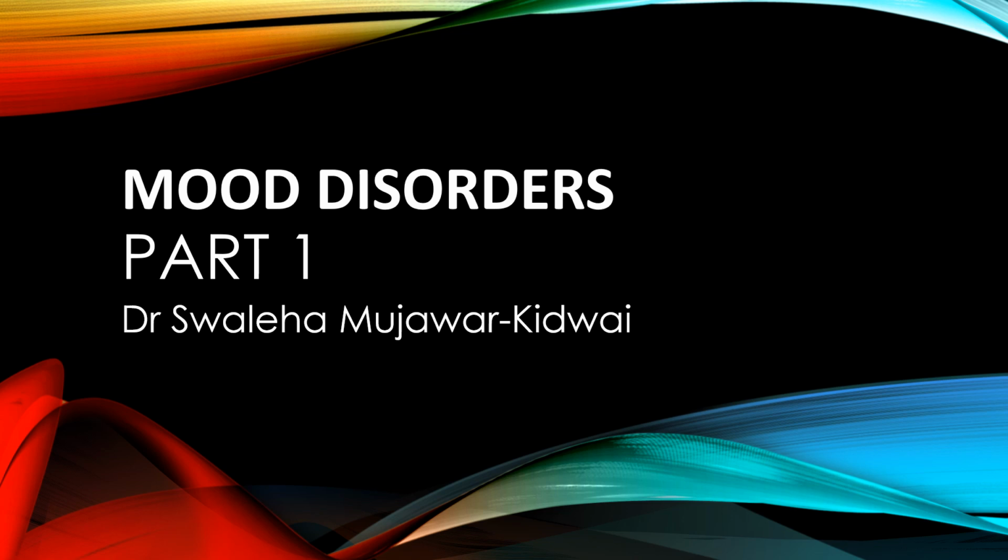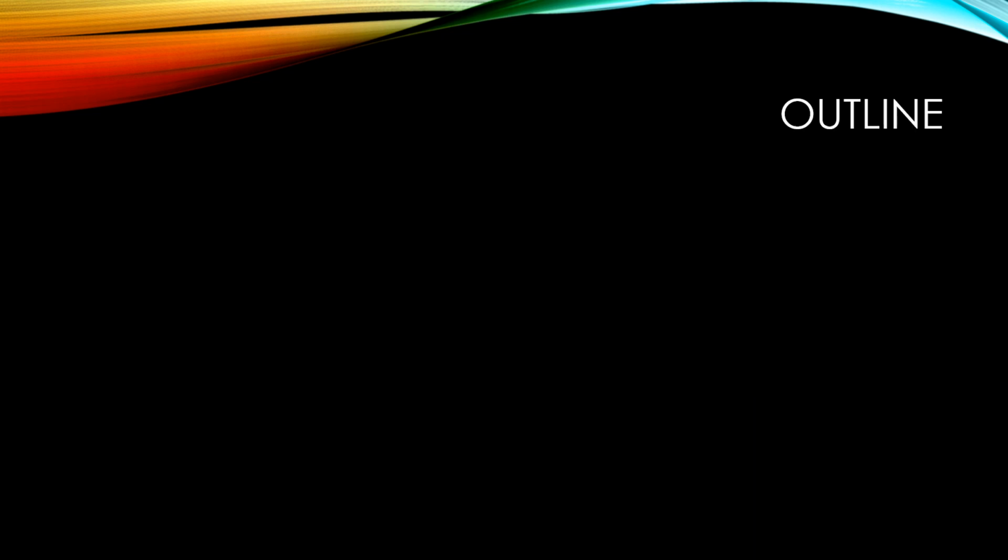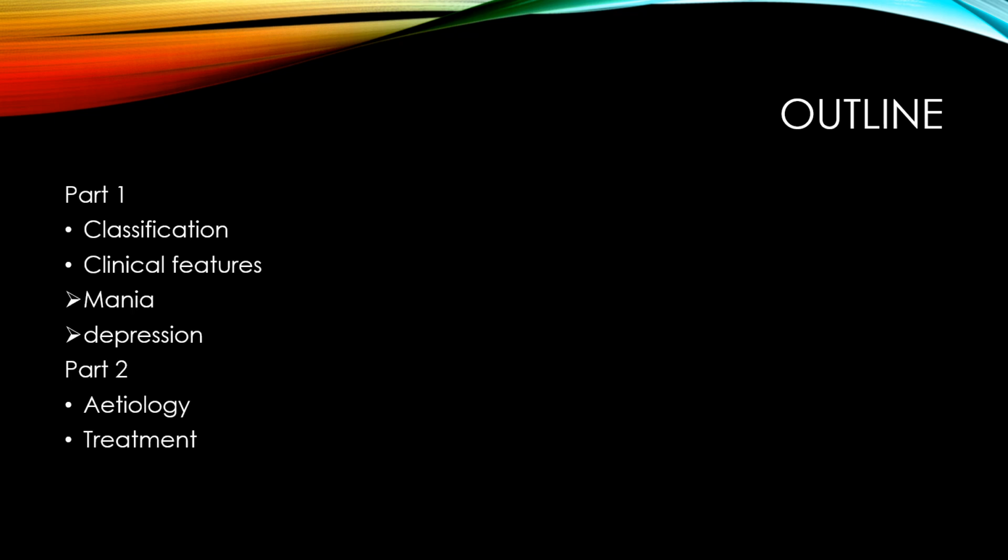So mood disorders are also called bipolar disorders, and we'll see why. We will tackle this big topic in two parts. The first part today is the classification. Second, we'll see the clinical features, which divide again into two, mania and depression. These are the two poles of bipolar mood disorder, so that is where the name bipolar comes from.